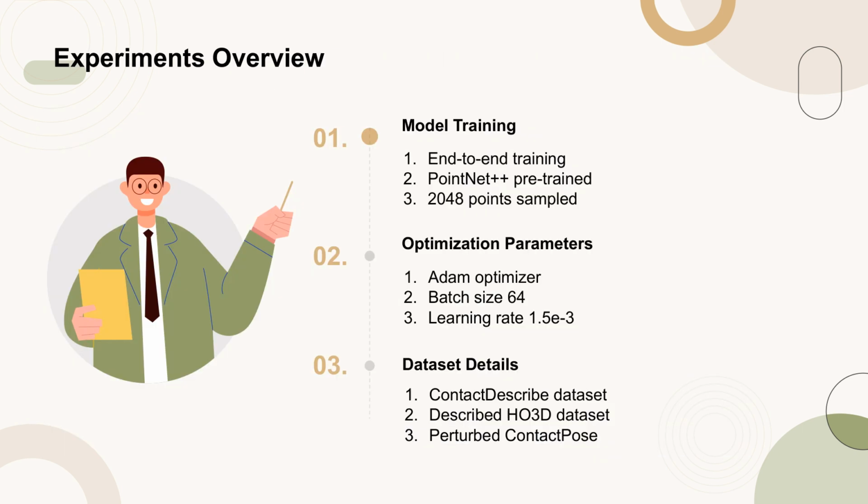The model is trained in an end-to-end manner, with a PointNet++ pre-trained on the contact pose dataset. During training, 2048 points are sampled from the object mesh as input. The optimization process uses the Adam Optimizer with a batch size of 64 and a learning rate of 1.5 times 10 to the power of -3. The training spans 50 epochs for hand pose denoising and 100 epochs for hand-object contact generation, taking approximately 11 hours on a single V100 GPU.